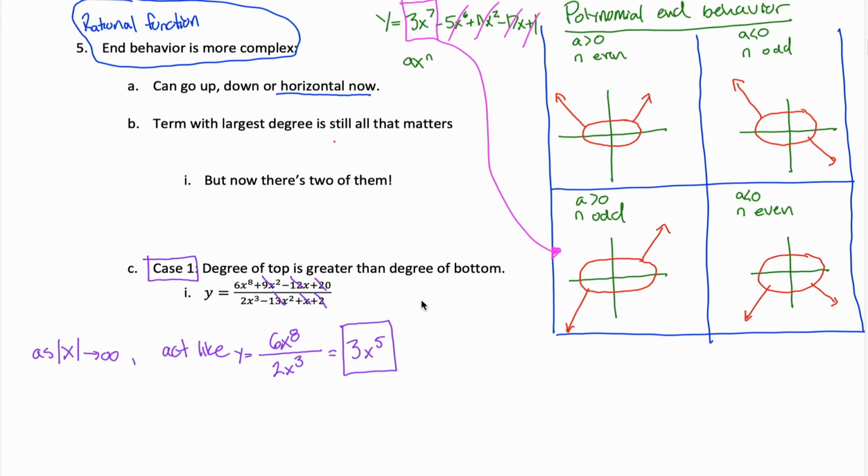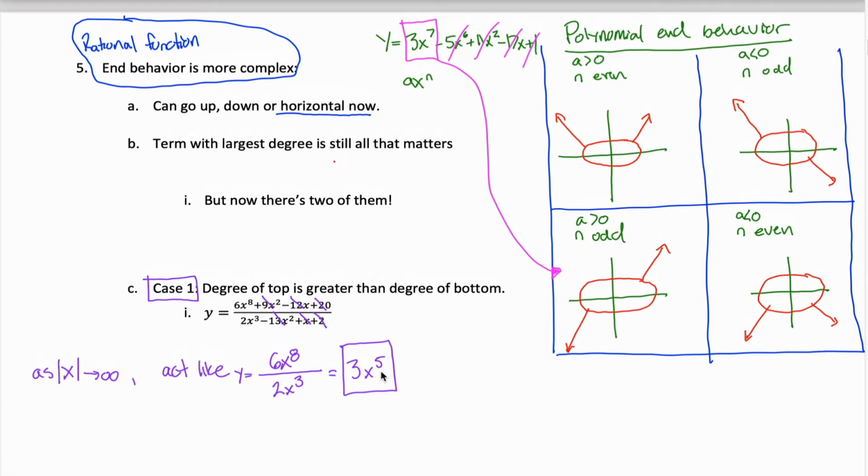To figure out the end behavior of this rational function, all we have to do is figure out the end behavior of 3x to the 5th power. Using what we know about polynomial end behavior, we see that the leading coefficient here is positive, so it's going to go up when it goes to the right, and we see that the degree is odd, so it's going to go in opposite directions when it goes left and right. We're going to have this end behavior here.